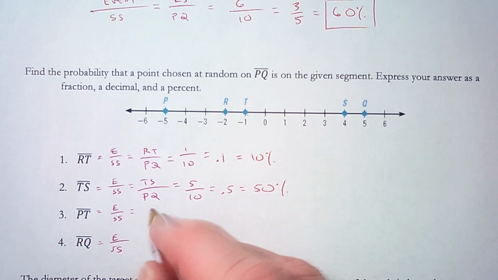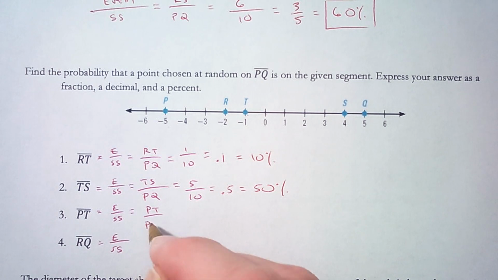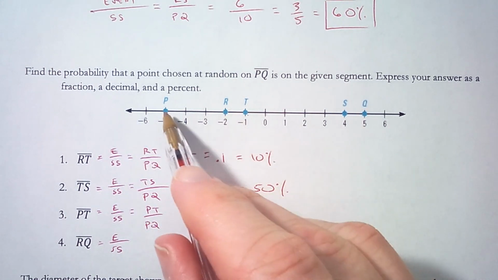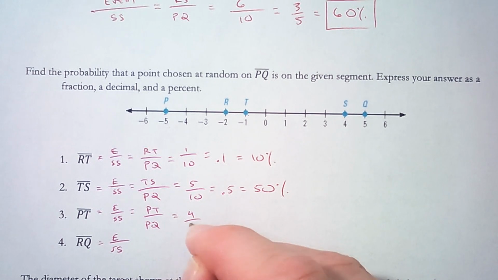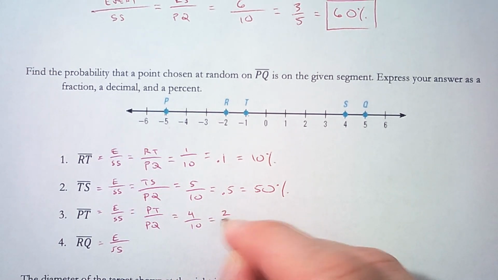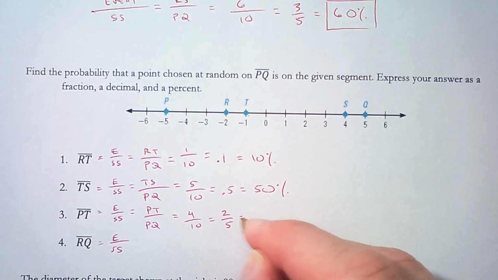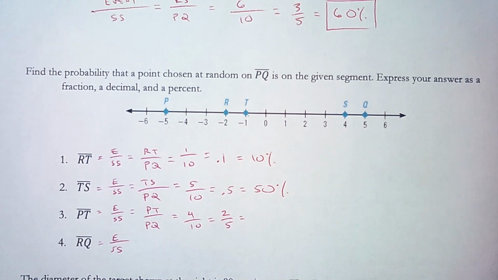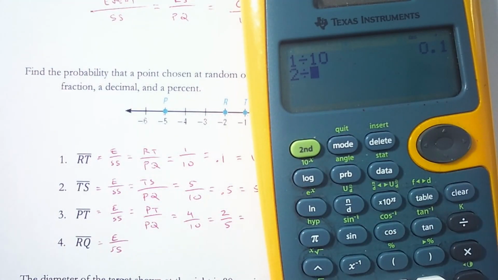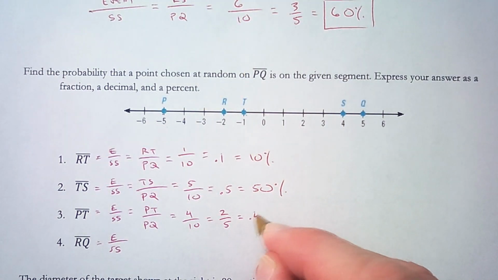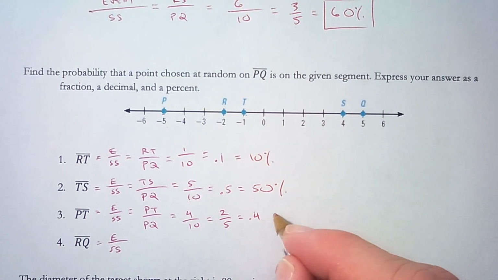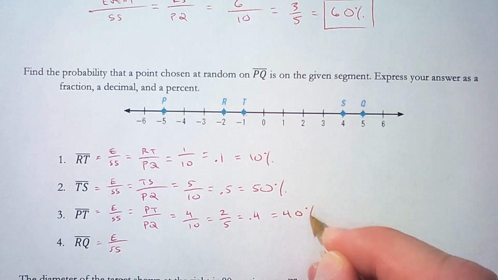For PT, the event is the length of segment PT. The sample space is the length of segment PQ. So PT is 1, 2, 3, 4 over 10. Now this one could be simplified to 2/5. The decimal, whether I do it as 4 over 10 or 2 over 5, is going to be 0.4. And I move that decimal 2 places to the right, and I get 40%.